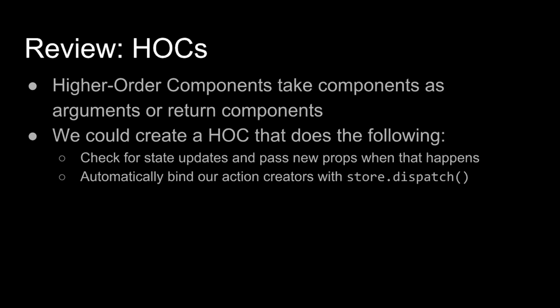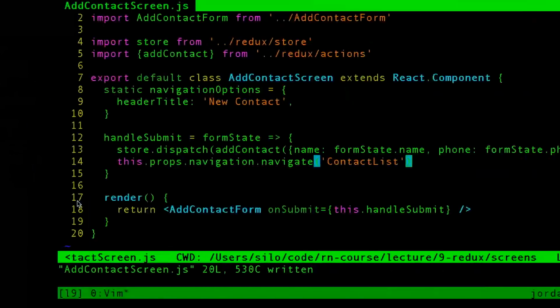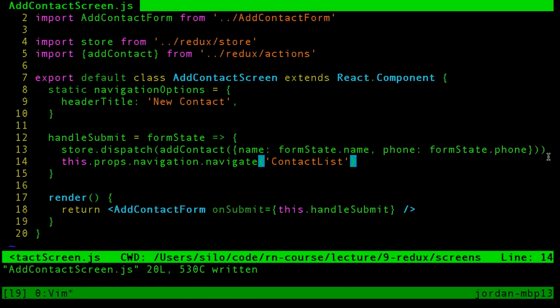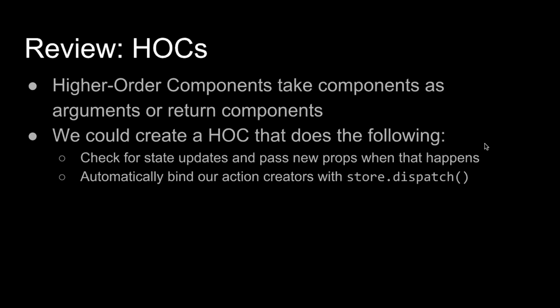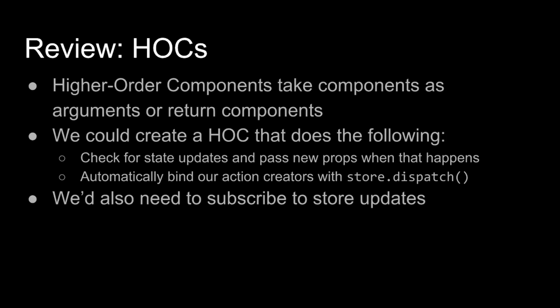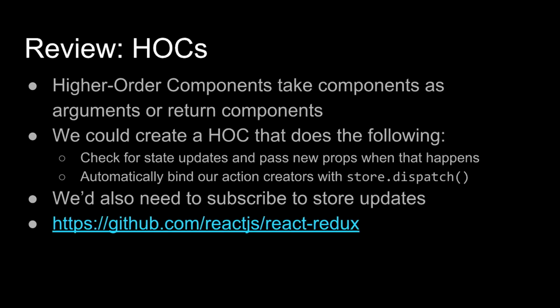And wouldn't it be also cool if rather than having to go bind our action creators ourselves like we did here, or here, this line, what if we instead did that automatically? What if our HOC automatically bound our action creators to our dispatch function for us? That would be really cool. Then we wouldn't need to subscribe to store updates. Our higher order component could do that for us. And when I say our higher order component, I mean the one that React conveniently implemented for us.